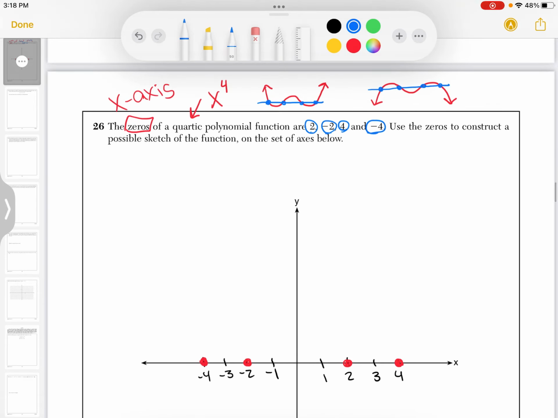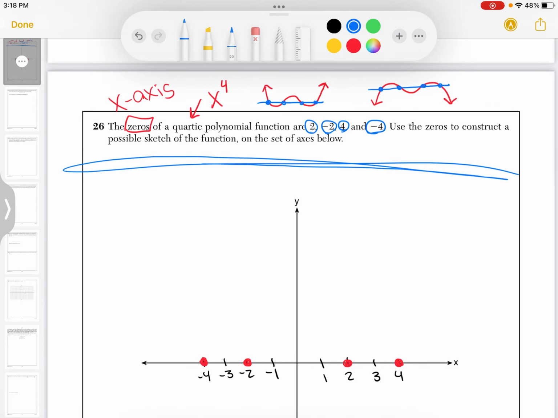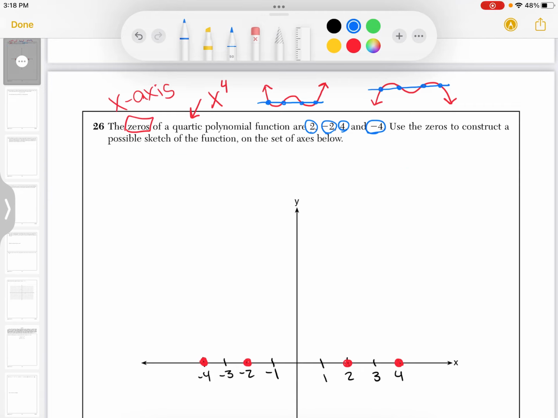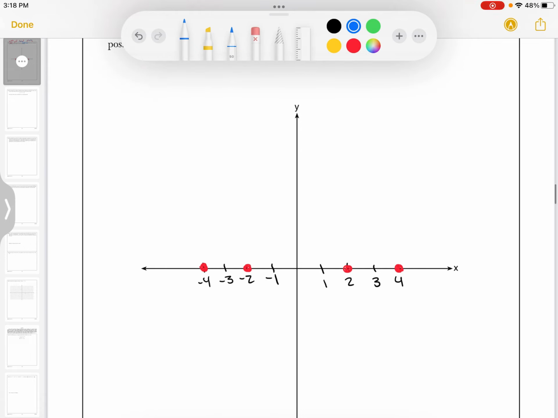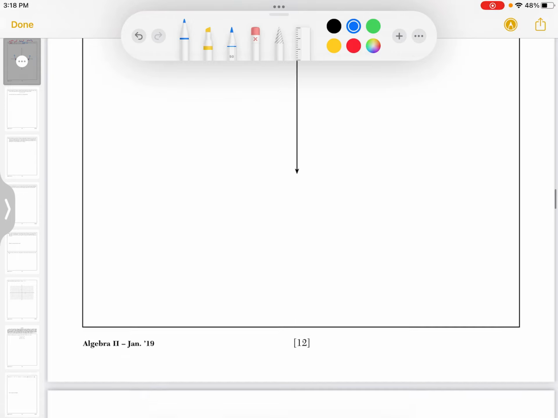When I connect them using the quartic shape, nowhere in the directions does it tell me it has to be positive or negative. So do whatever your heart desires. Whether you wanted a W or an M, up to you. I'm going to do a W and just make it positive because, you know, when studying for the Regents, we have to stay positive. That was really corny and I apologize. But there's my quartic function. It goes through all of the zeros that it said it was supposed to, and I'm good to go.